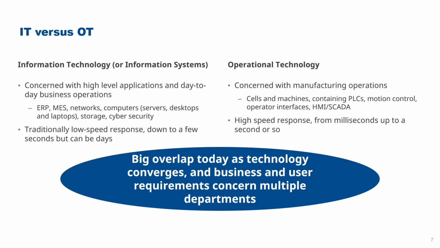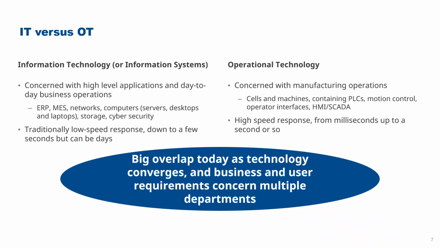So just to correctly define IT versus OT, IT is information technology, or sometimes known as information systems, but I think we've reverted back to calling it IT these days. IT is generally concerned with high-level applications and day-to-day business operations. So that can include the networks and the computer hardware, including servers, desktops, laptops, and so on. It can include storage, cybersecurity, and then at an operational level, that would include all the systems you use to manage and run your plant or your machines or your business.